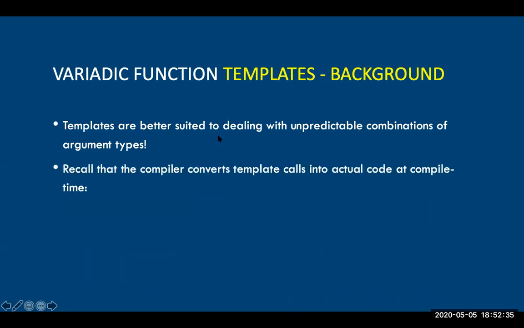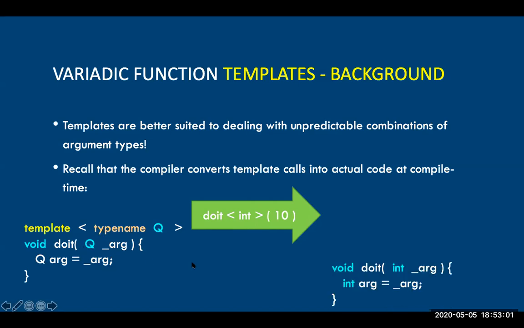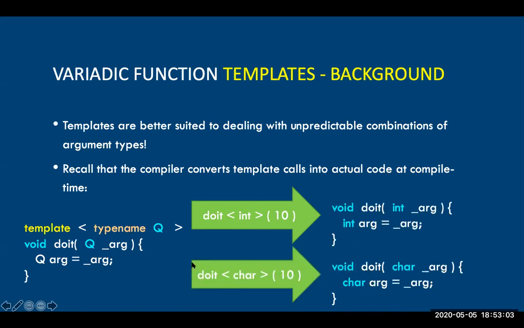If you think about it, the compiler is converting our template calls into actual code at compile time, right? We've seen this kind of thing before where we have a template, and Q is a type. We're pouring in a type. So we say do it of Q, and if I pour in an int through these less than, greater than signs, Q becomes type int, and it literally just rewrites our code for us, right? We've seen that lots of times. That's the kind of idea we want to follow and take advantage of.